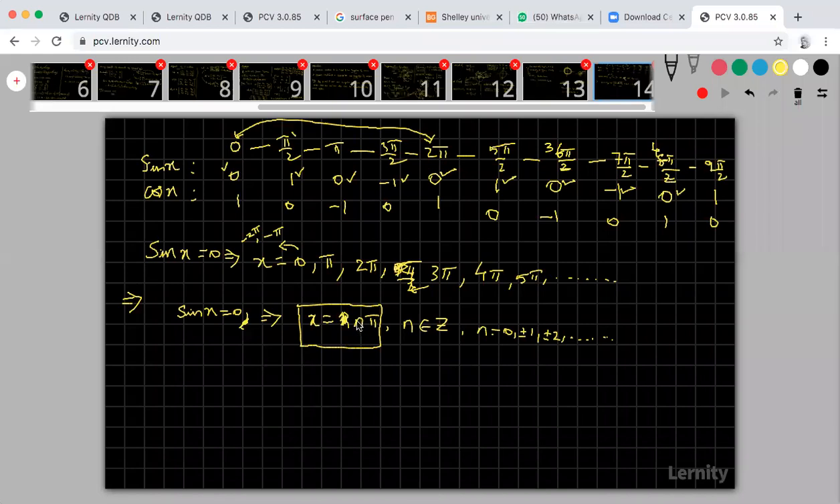Put n is equal to plus 1. Your x is equal to pi. Put pi here, sin pi. Is sin pi 0 or not? Verify. Your sin pi is 0. Yeah, it is 0. Put n is equal to 2, you will get 2 pi. That means x is equal to 2 pi. Is sin 2 pi 0 or not? Yeah, verify that. Your sin 2 pi is 0.